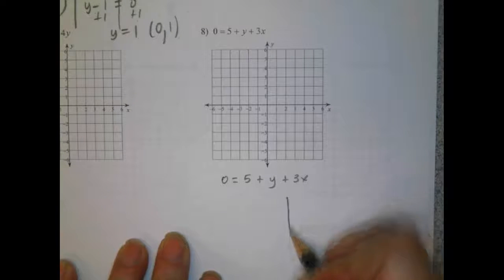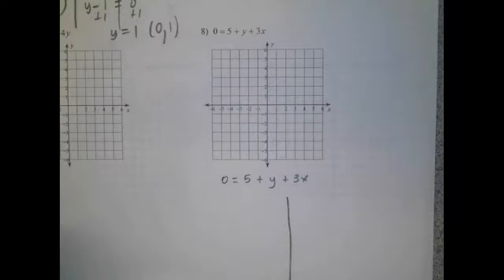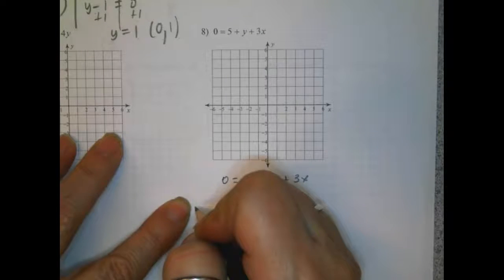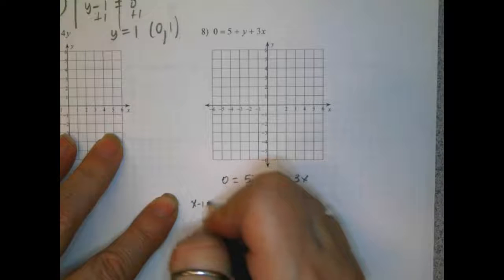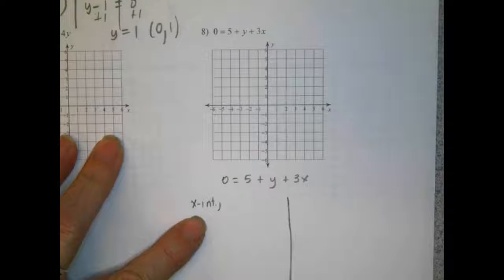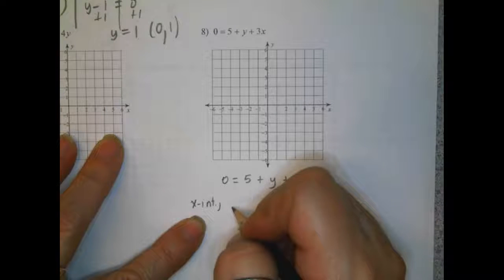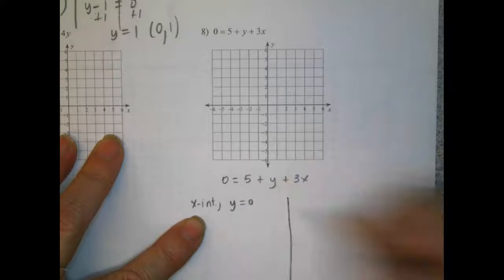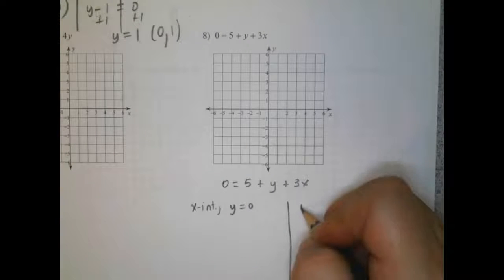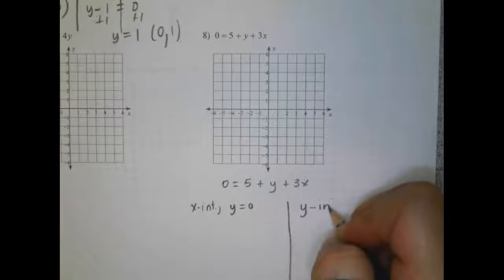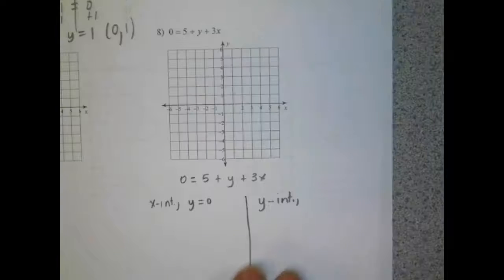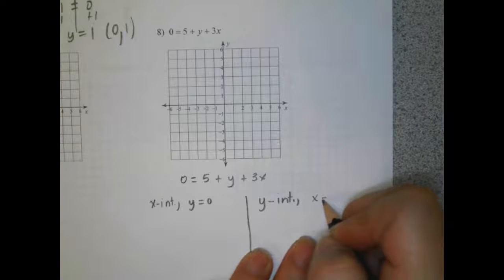I'm going to draw my line. I'm going to set it up exactly the way I did the first time. So here, I'm going to write x-intercept, abbreviating int for intercept. And I'm going to say that y is equal to 0. On the right side, I'm going to look for my y-intercept, abbreviating intercept. x is equal to 0.